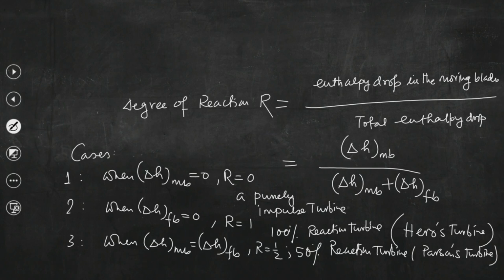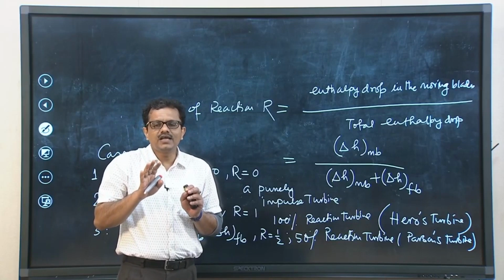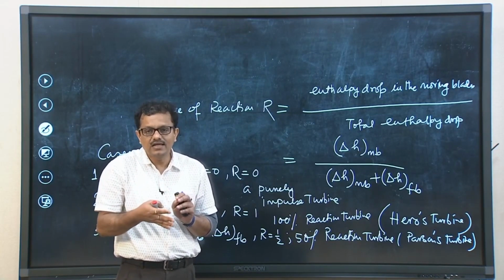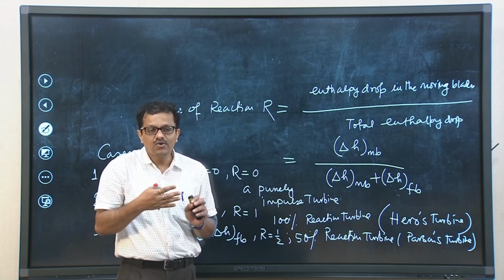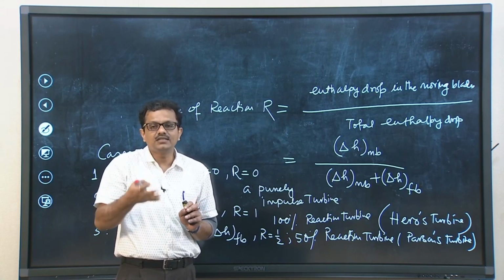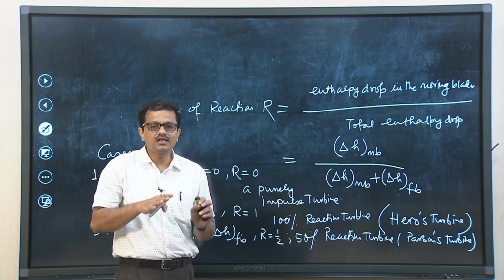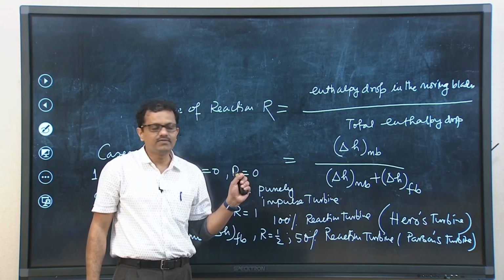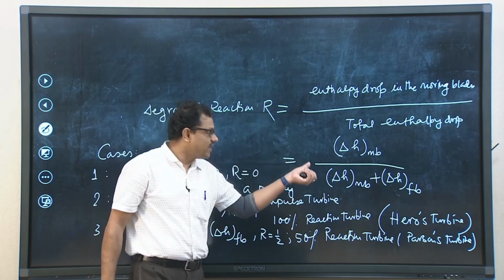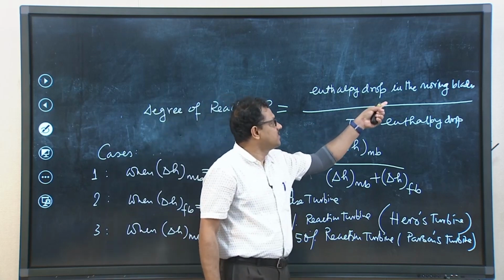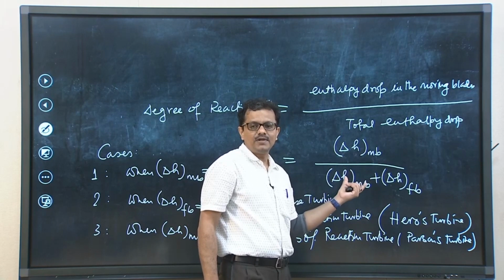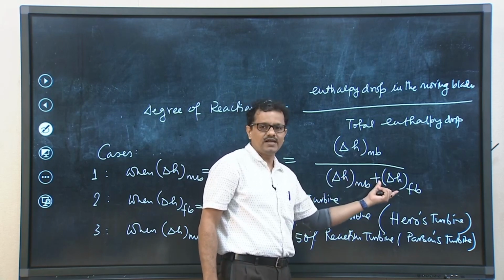To understand, we have understood that some degree of reaction force should be there to rotate the wheel in a reaction turbine. Hence, the name is reaction turbine. Now, to know to what extent that reaction force is there in a particular type of reaction turbine, we are defining this particular term, that is degree of reaction, which is defined as the ratio of enthalpy drop in the moving blades to the total enthalpy drop. And total enthalpy drop is basically enthalpy drop in moving blades plus enthalpy drop in fixed blades.